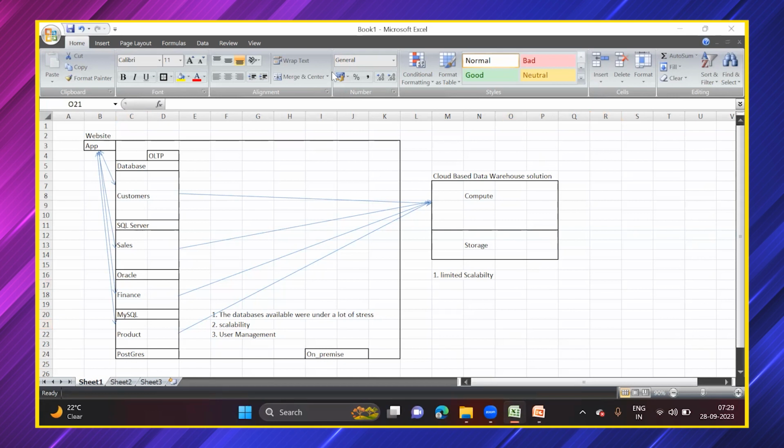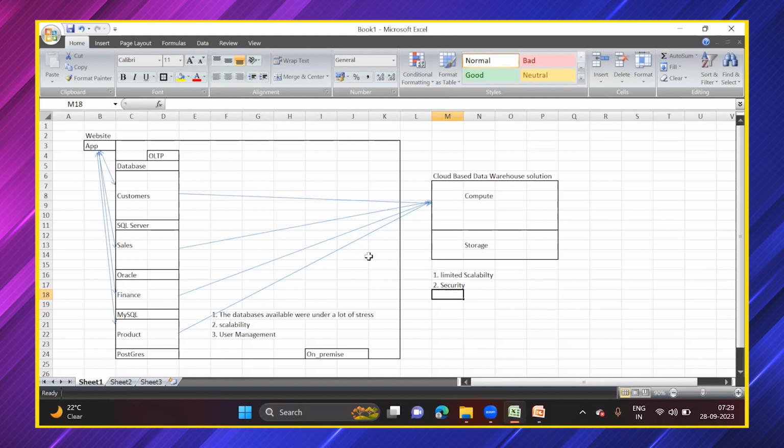Anyone has any questions, please do let me know. Yeah, so the reason for moving from on-prem to cloud, the three points you mentioned, one is the scalability and security, the second is the maintenance part of user management, and the third is the performance, right? Right, exactly. I mean, these are the major reasons.